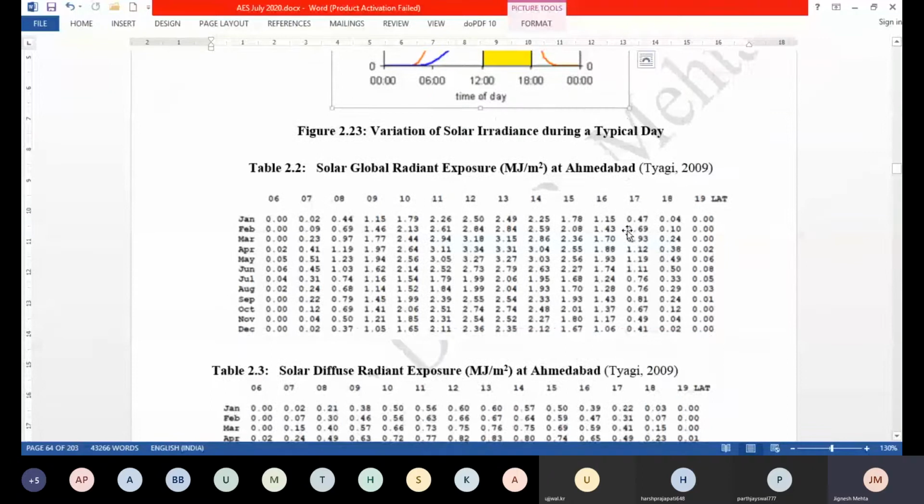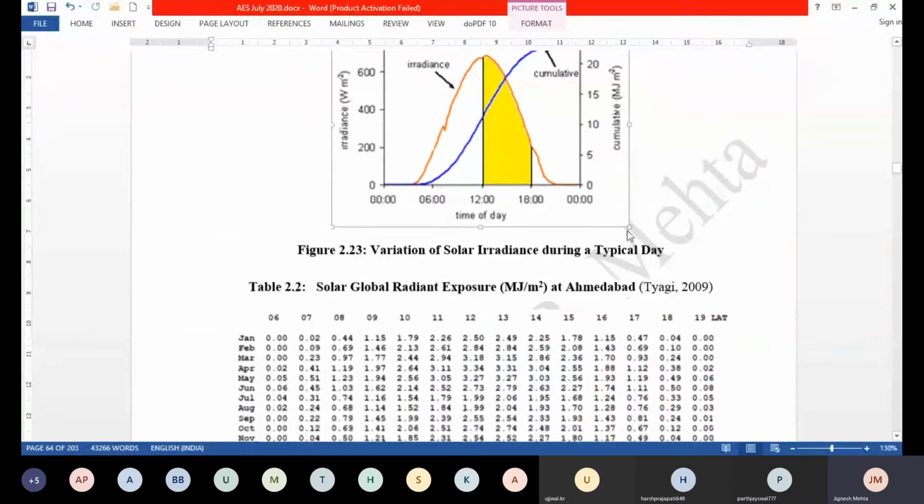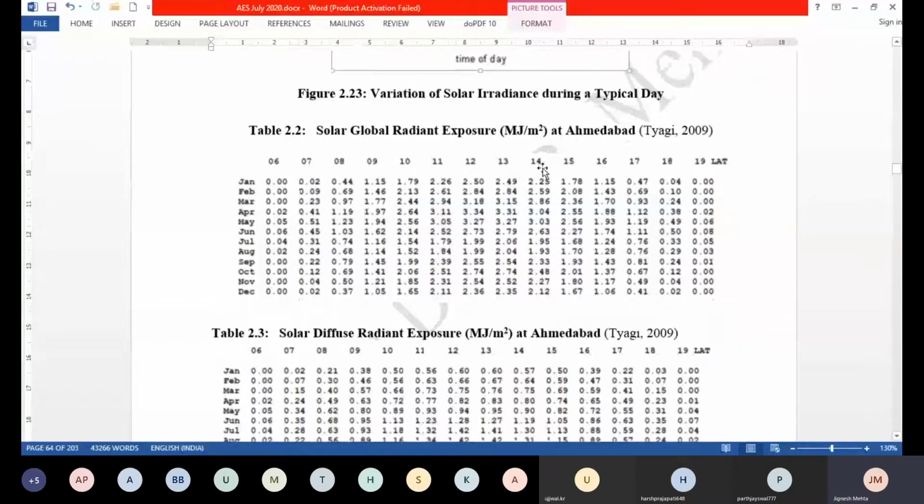So with the help of such data, which is measured continuously over the whole year and over multiple years, one is able to produce tables like this. So you can see a table where the solar global radiant exposure, that is nothing but the global radiation energy available in megajoule per meter square, is given, and for our how many megajoules per meter square are available are tabulated here.